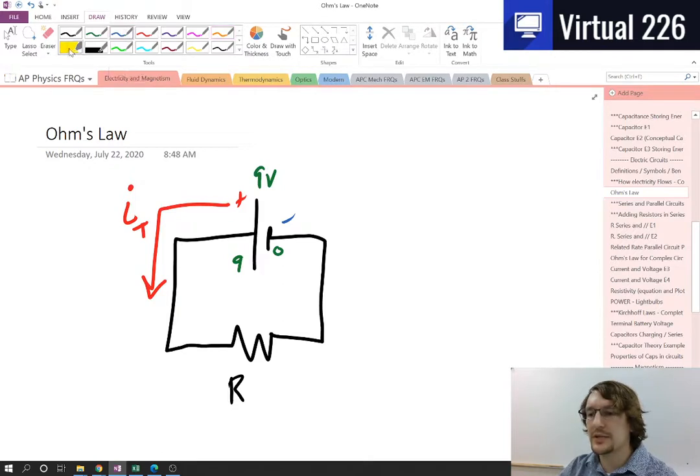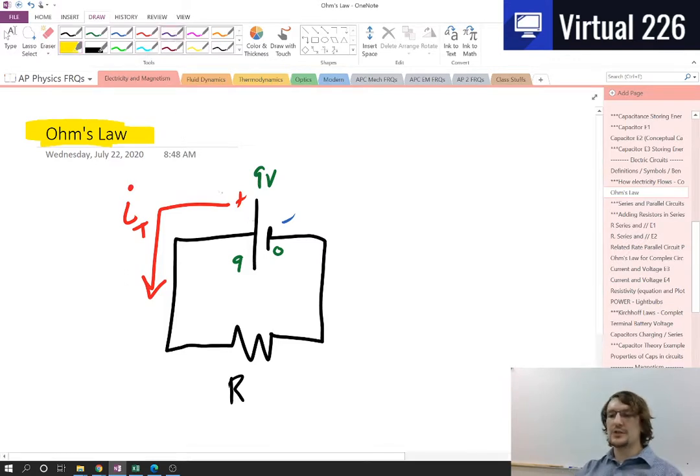Well, the way we do this is using Ohm's law. And this is one of the most important things that we'll be using throughout this unit. What we'll do is take this current and go around the loop, okay?